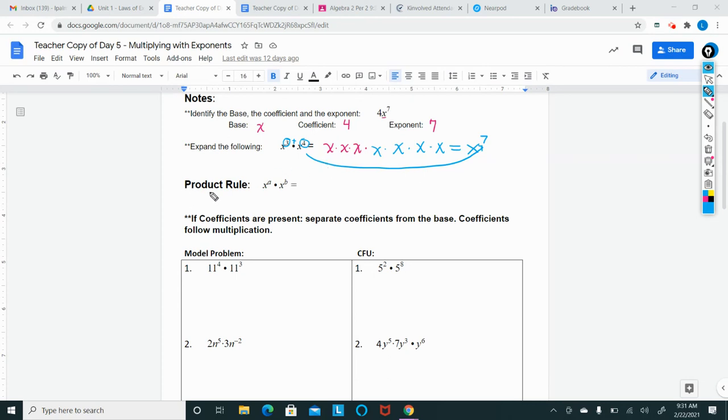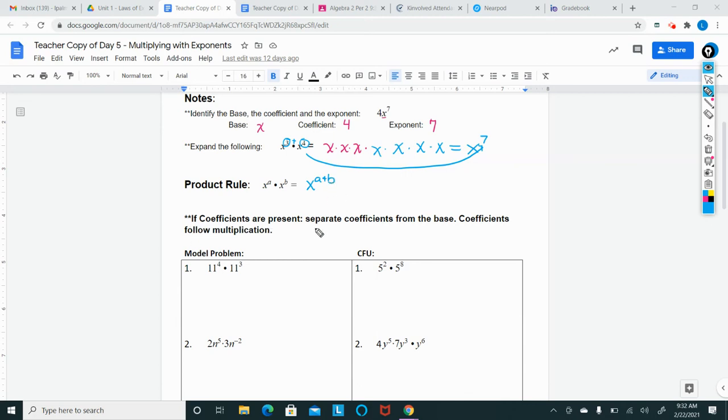So that brings us to our product rule. Whenever we have bases that are the same, and that's very important. Notice here they're both x's. So we had 7 x's, not 3 x's and 4 y's or anything like that. The bases must be the same. As long as we have bases the same and we're multiplying, we can add the exponents. So our product rule is x to the a power times x to the b power would be x to the a plus b.